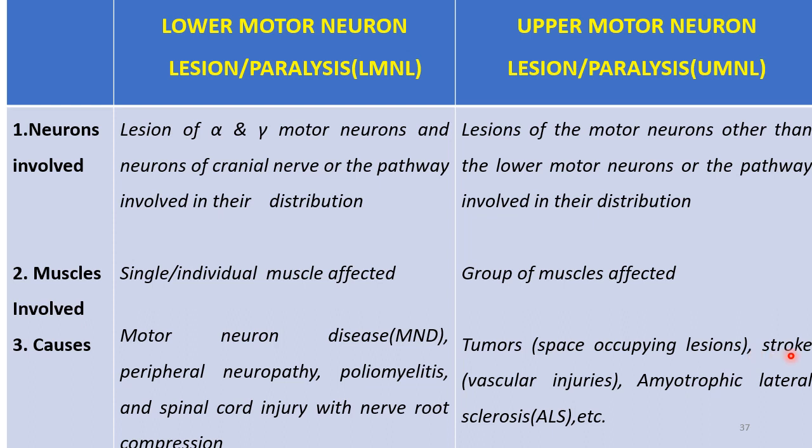Then stroke. Stroke occurs whenever there is vascular injury, whenever there is ischemia of the vessel supplying a particular part of the brain, or the blood supply to that particular part stops, so the function of those neurons is disrupted. Or amyotrophic lateral sclerosis, which is also one of the motor neuron diseases. So all the conditions which affect the neurons lead to upper motor neuron lesion. There are multiple of them. I have written only a few which are the common ones.